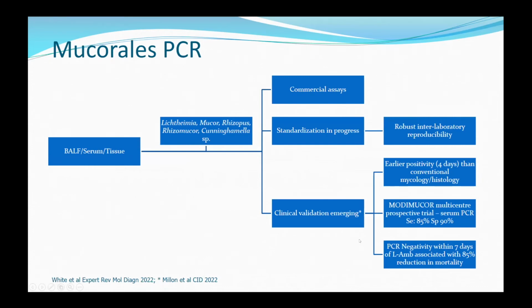In relation to the Mucorales PCR, we've got BAL, serum and tissue PCRs described, picking up the 5 main genera associated with Mucorales infection. We do have commercial assays available that are CE marked, but not FDA approved. And we do have standardization through the Fungal PCR Initiative that shows that the performance of these assays is very robust between laboratories. Clinical validation is emerging, particularly from France, where there's a multi-center trial looking at serum Mucorales PCR that has generated a good sensitivity, but also a very good specificity, between the 85 to 90% mark, and has shown some clinical utility. But again, this is work in progress.